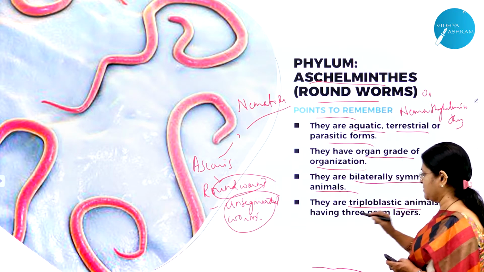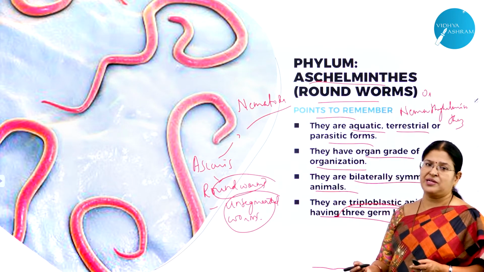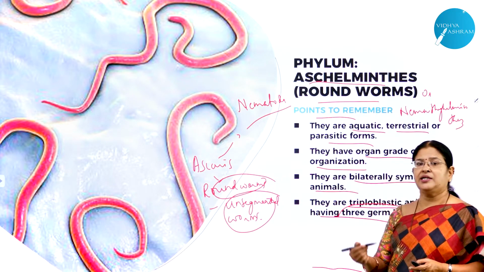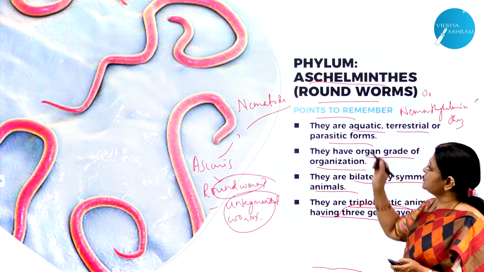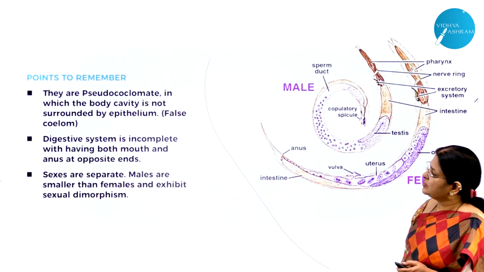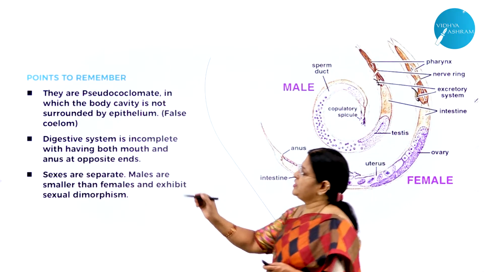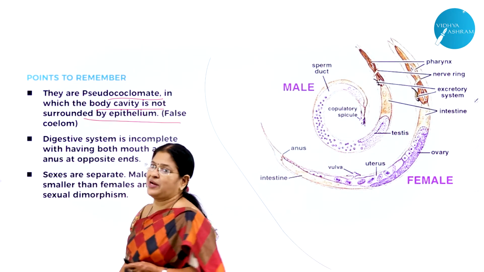Then they are triploblastic animals having 3 germinal layers, that is outer ectoderm, inner endoderm and middle mesoderm. So these are some of the very important characteristic features of Aschelminths. Then they are pseudocoelomates. What do you mean by pseudocoelomate? That is, the body cavity is not surrounded by epithelium.